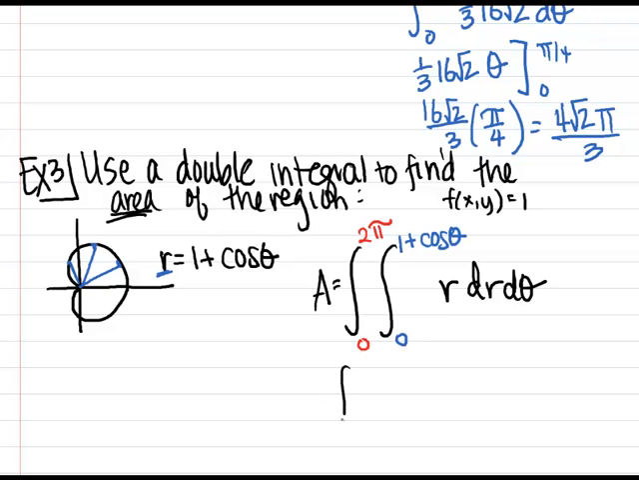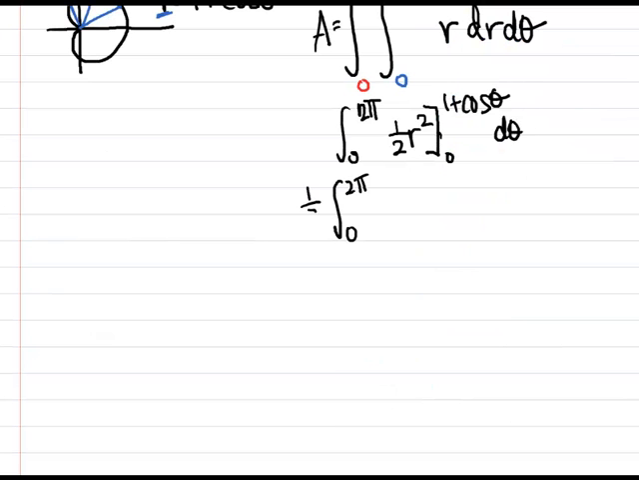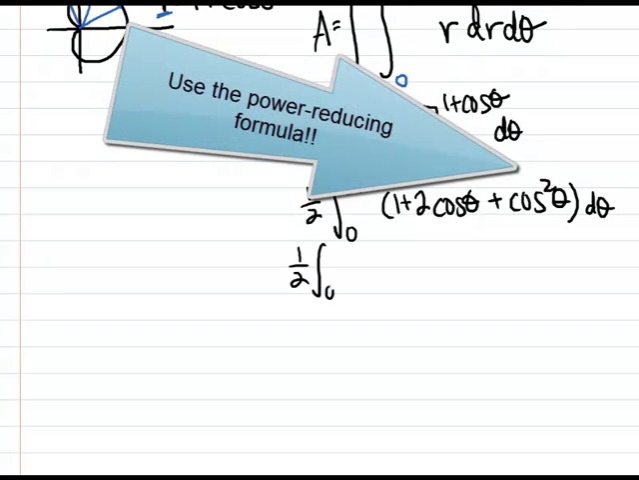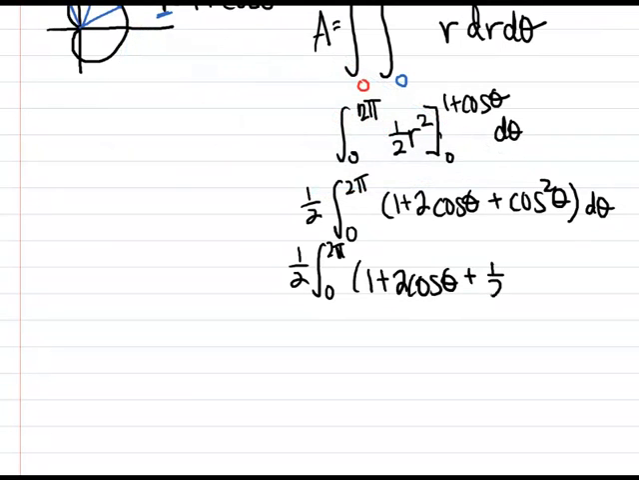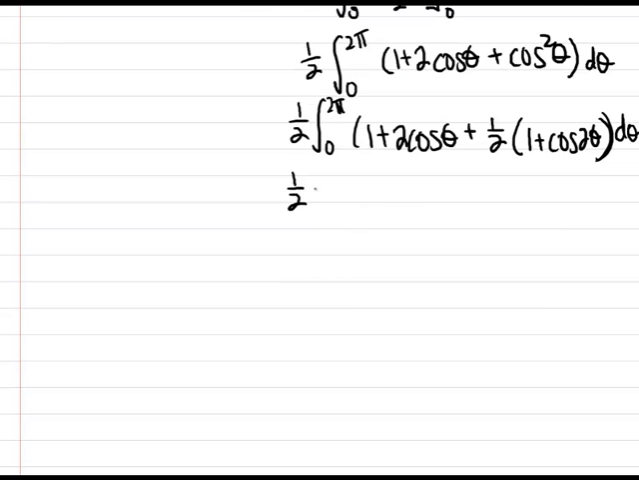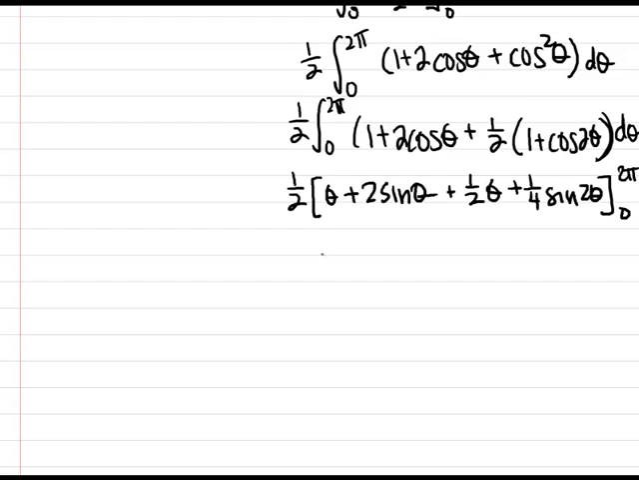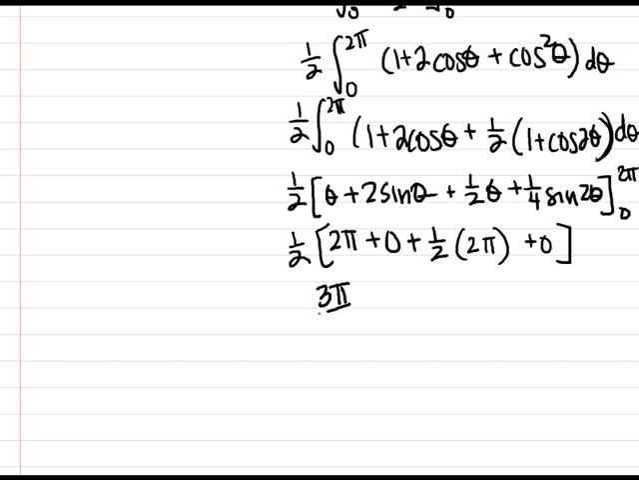Now we're just going to integrate this. 0 to 2 pi. So the integral of r is 1/2 r squared from 0 to 1 plus cosine theta. So we have a 1/2. Then we need to plug in 1 plus cosine theta, which is 1 plus 2 cosine theta plus cosine squared theta, 0 to 2 pi, 1 plus 2 cosine theta plus 1/2 times 1 plus cosine 2 theta d theta. Okay, I trust that you guys can finish this. When you plug everything in, then you get 3 pi over 2.